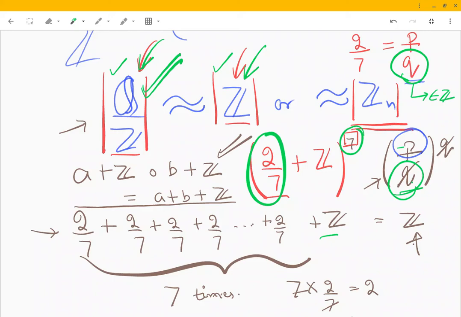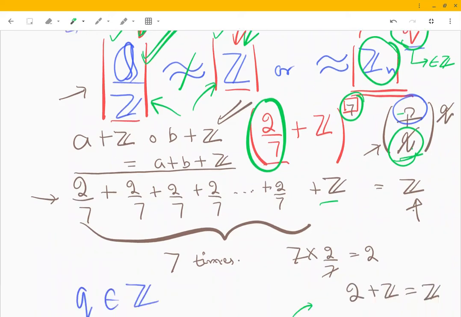So isomorphism is out of the way. Like, this is not isomorphic, because we just proved that there is more than one element in this group which has finite order, which is not the case in this set. Okay, and now let's evaluate Zn.